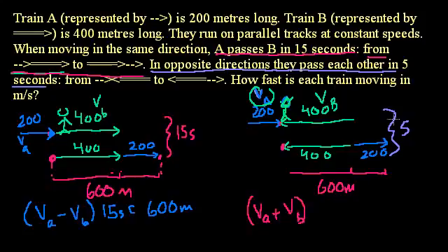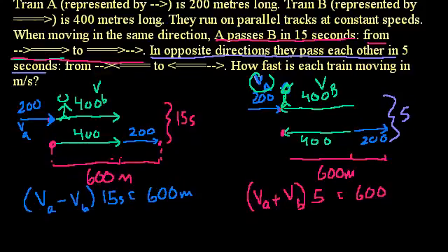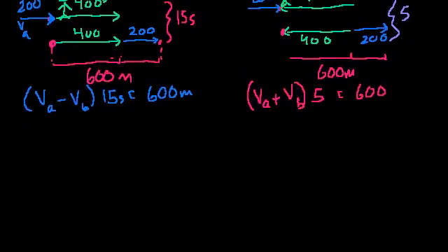And in 5 seconds, and they give us that information, velocity times time, or rate times time, is equal to distance, it travels 600 meters. Remember, this is all relative to the guy or the gal sitting on this green train. And that's kind of the key assumption you have to make this problem solvable. Well, now we have two equations and two unknowns.